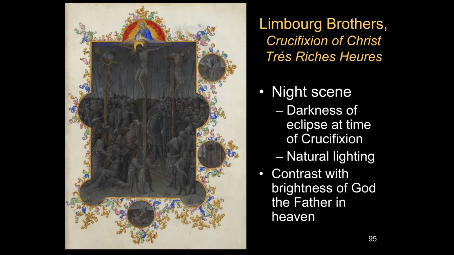We have that contrast, which at the top there's another half circle where you have a half-length figure of God the Father, and it's radiant, it's gold and red, and he's wearing this bright blue. So this is the radiance of heaven contrasted with the darkness of earth. And the reason the crucifixion is shown in the dark is because according to the Gospels, there was an eclipse at the time of the crucifixion. So they're trying to give you the feeling of what would have been natural lighting. It's dark. There's an eclipse.